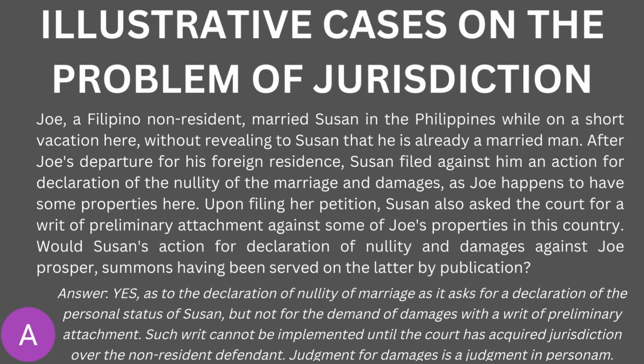Answer. For the declaration of nullity of marriage, yes, because that asks for a declaration of the personal status of Susan, equivalent to an action quasi in rem. But as to the demand for damages with a writ of preliminary attachment, while the court could issue said writ, it cannot be implemented until the court has acquired jurisdiction over the non-resident defendant, which can be done only by personal or substituted service of summons on the latter, because a judgment for damages is a judgment in personam.